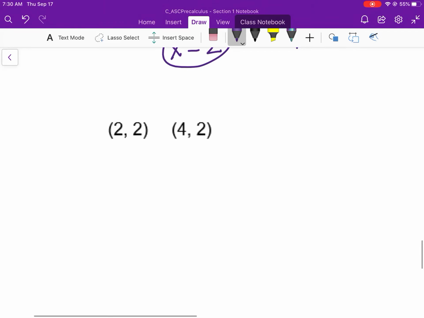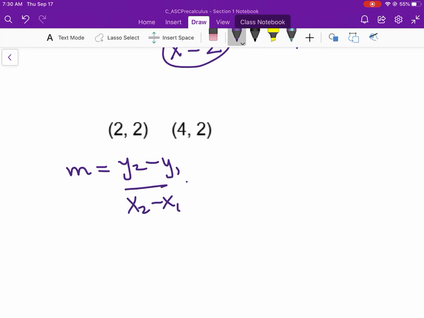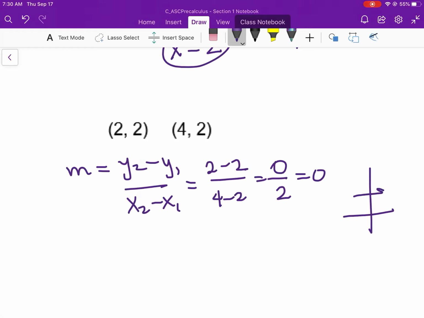Same way here, I'm pretending not to pay attention, and I'm going to start my slope. m equals y2 minus y1 over x2 minus x1. I get 2 minus 2 over 4 minus 2. That gives me 0 over 2. That's a slope of 0. I know that a slope of 0 is going to be a horizontal line, and horizontal lines are y equals something because they go through the y-axis. And then I'm like, oh yeah, look at this. They both have the same y value, so y equals 2.